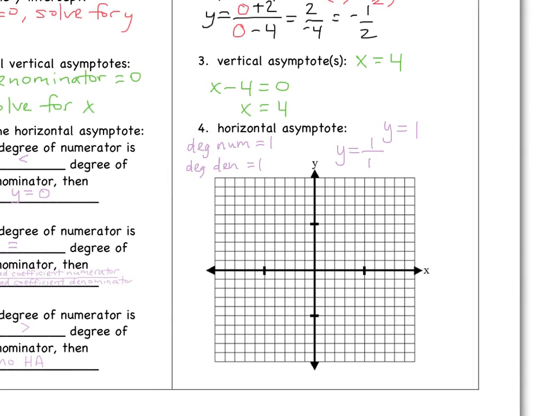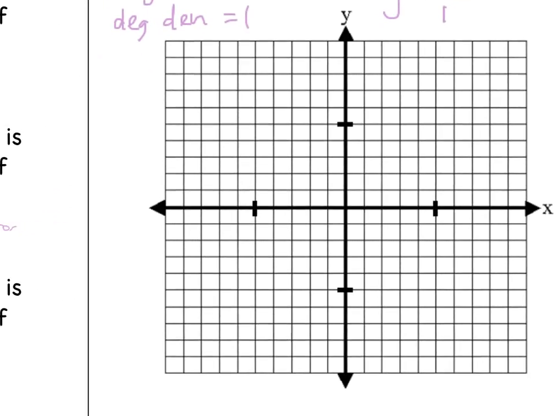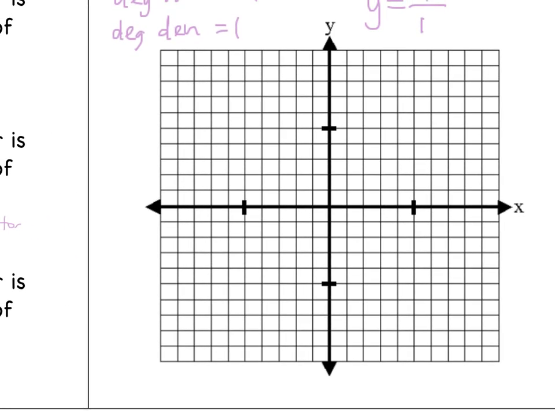Now let's go ahead and graph this function. The first thing we always start with are the asymptotes. So we've got a vertical asymptote at x equals 4. Let's draw that in, make it obvious that you have an asymptote. Some of you guys forgot to graph these the other day. And then we have a horizontal asymptote at y equals 1. So let's draw those in.